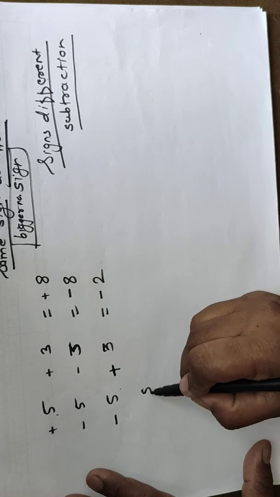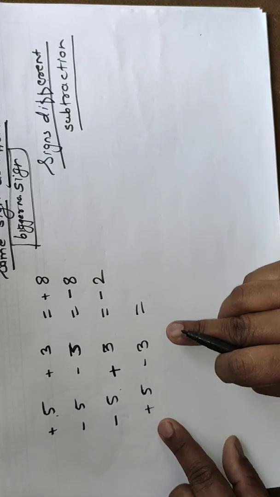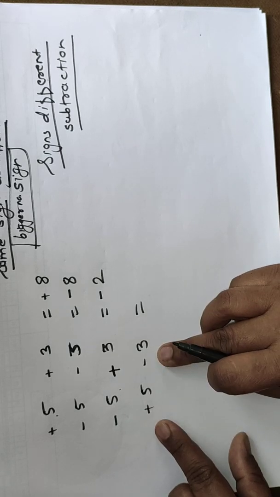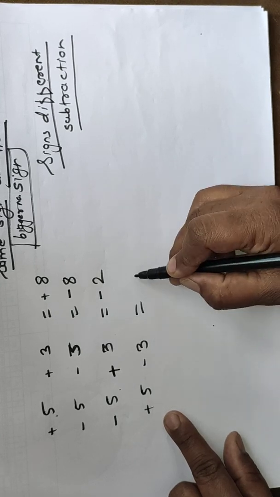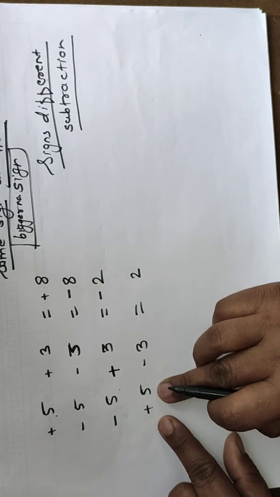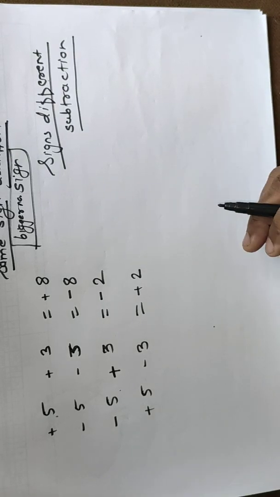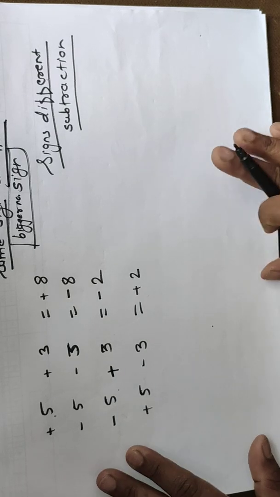Now again we take the same numbers, plus 5 and minus 3. In this example also the signs are different, plus and minus. So different signs are there, so we have to do the subtraction. So 5 minus 3 is equal to 2, and we take the bigger number's sign. 5's sign is plus, so the answer is plus 2. In this way we have to do the addition of integers.